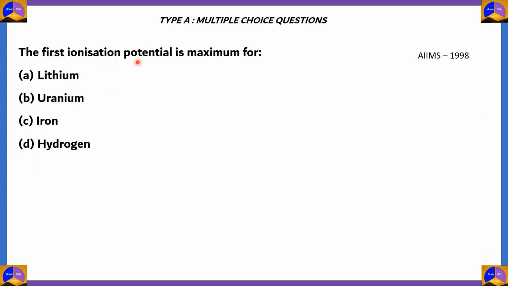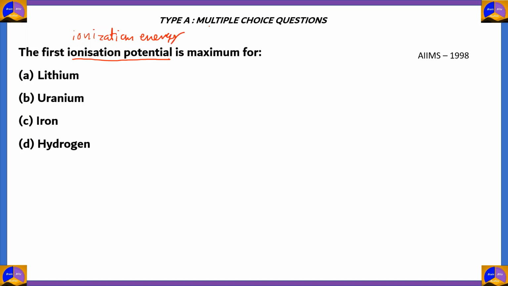The first ionization potential is maximum for A. Lithium, B. Uranium, C. Iron, D. Hydrogen. How do you solve this question? It's important to know the definition of the ionization potential, which is also known as the ionization energy.